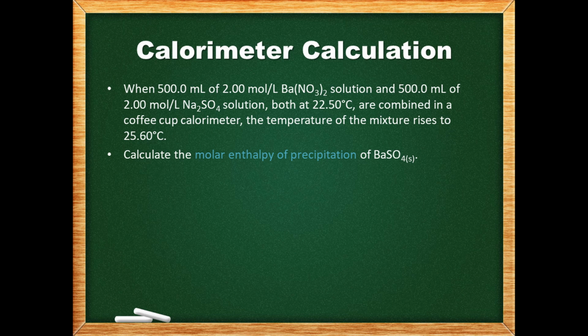When 500 milliliters of 2 molar barium nitrate solution and 500 milliliters of 2 molar sodium sulfate solution, both at 22.5 degrees Celsius, are combined in a coffee cup calorimeter, the temperature of the mixture rises to 25.6 degrees Celsius. Calculate the molar enthalpy of precipitation of barium sulfate. We start by writing down the balanced chemical equation.